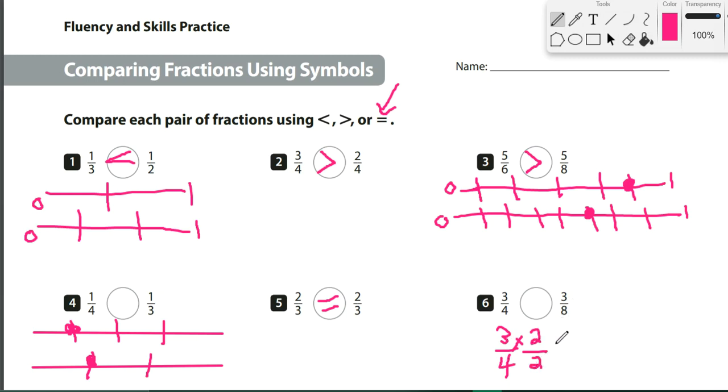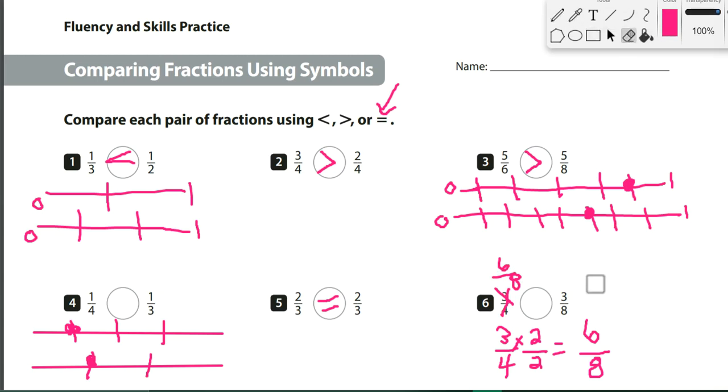Every time you are converting a fraction, you will always multiply by the same number on top and on the bottom, and then you go straight across. 3 times 2 is 6, and 4 times 2 is 8. I'm going to put a little X there so I can keep it in my head. This is really 6/8 and 3/8. Again, I'm looking for what's greater. So if I have 6 out of 8 pieces, I have more than 3 out of 8 pieces because 6 is greater than 3. So I would pick the 6 out of 8 pieces.